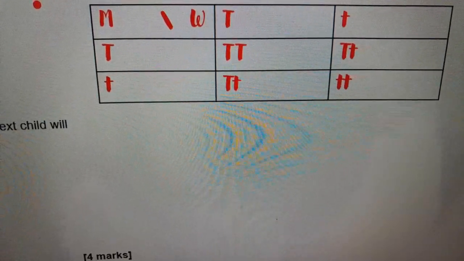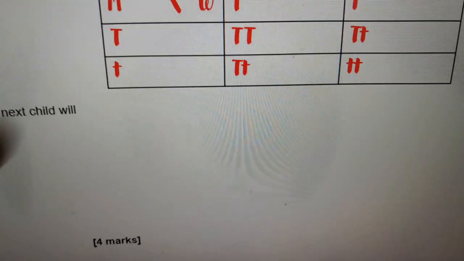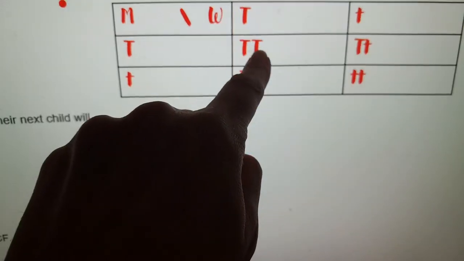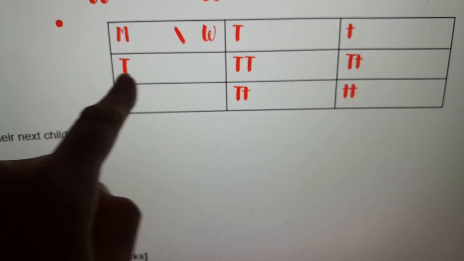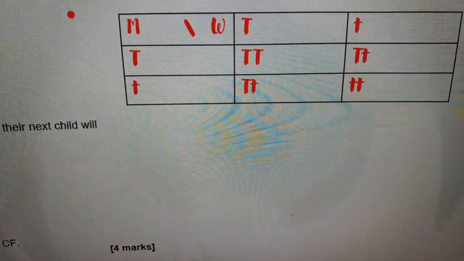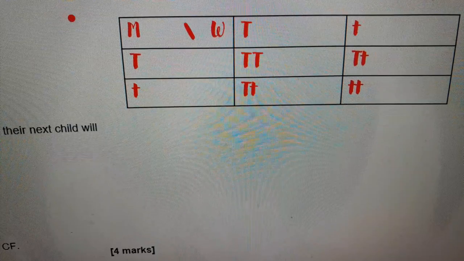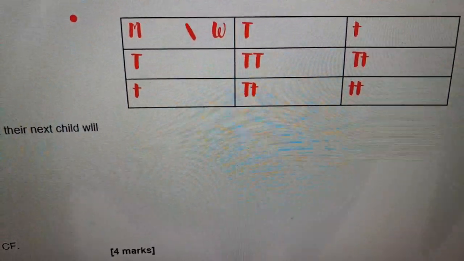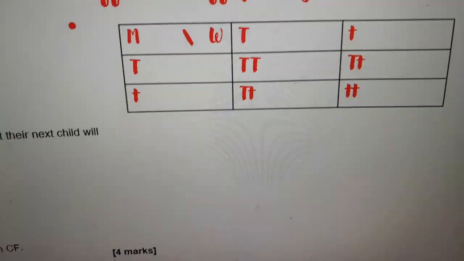And to fill in a Punnett square, you just match up the letters. So we've got a big T here, big T here, big T here, big T there. And again with this one, big T and small t, and they join together. Now, we usually write it with the dominant allele first. It doesn't matter if you do it the other way around. So there you go. That's two marks.